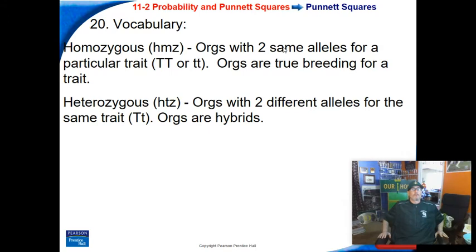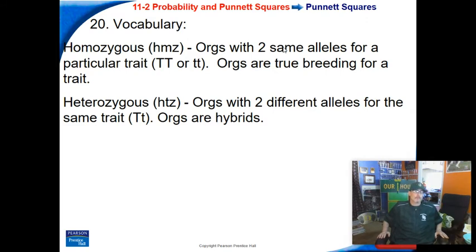Okay, onward. Some more vocabulary. Homozygous, we're going to abbreviate that from now on as HMZ. Homo is Latin for same. So organisms with the two same alleles for a particular trait, that can be homozygous dominant, big T, homozygous recessive, little t.